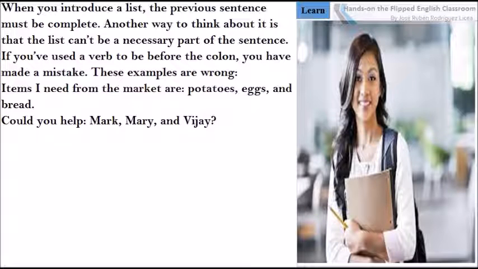When you introduce a list, the previous sentence must be complete. Another way to think about it is that the list can be a necessary part of the sentence. If you have used a verb to be before the colon, you have made a mistake. These examples are wrong. Items I need from the market are: potatoes, eggs, and bread. Could you help: Mark, Mary, and Vijay?